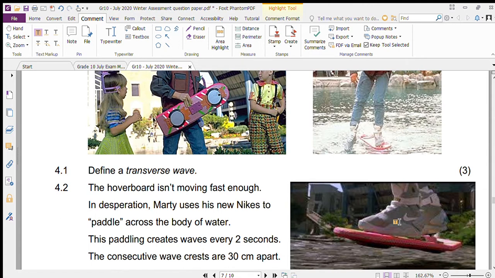Question 4.1 was define a transverse wave for 3 marks because it's a nice fat definition. Once again, it had to be all or nothing. If you said displacement of particles and perpendicular, I still marked you right.